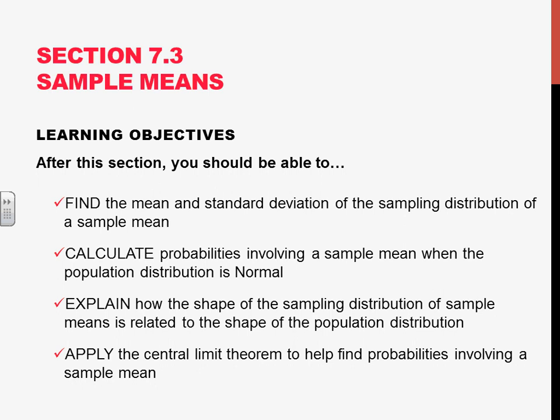Okay, last section in Module 7. In this section we're going to find the mean and standard deviation of the sampling distribution of a sample mean. In 7.2 we were doing sample proportions, now we're going to do sample means. Calculate probabilities involving a sample mean when the population distribution is normal. So that's what we were doing on those last examples with normal CDFs. Explain how the shape of the sampling distribution of sample means is related to the shape of the population distribution, and apply the central limit theorem to help find probabilities involving a sample mean.